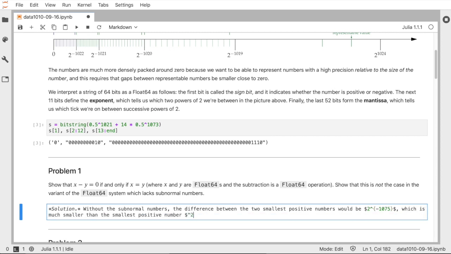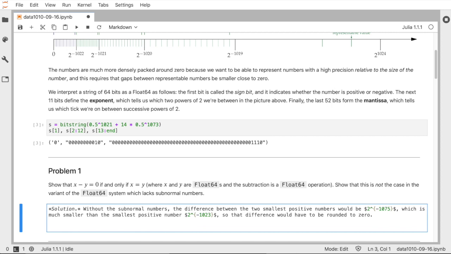So the smallest positive number would be 2 to the minus 1023 in that case, because here we have 2 to the minus 1022, and we'd be halving that number. So that difference would have to be rounded to 0. However, with the subnormal numbers, everything is fine because the smallest possible difference between two numbers is 2 to the minus 1074, and we can represent that number. It's this very first tick here. And for every other pair of numbers, the difference is going to be larger than that. So we're not going to have to round it to 0. We can always at least represent it with 2 to the minus 1074, or maybe something bigger.